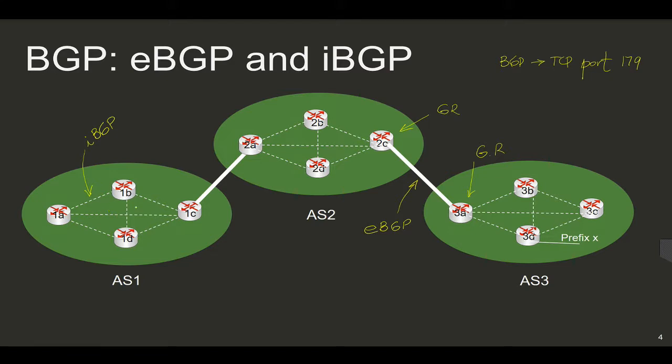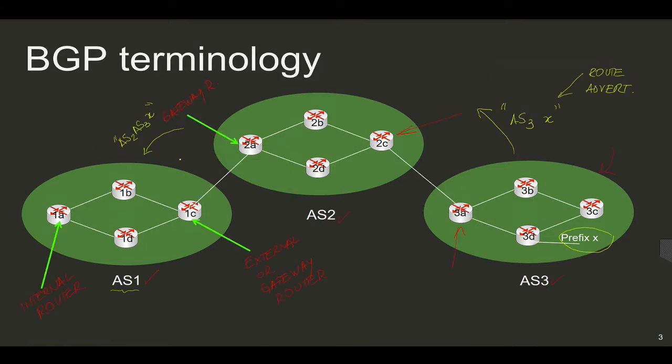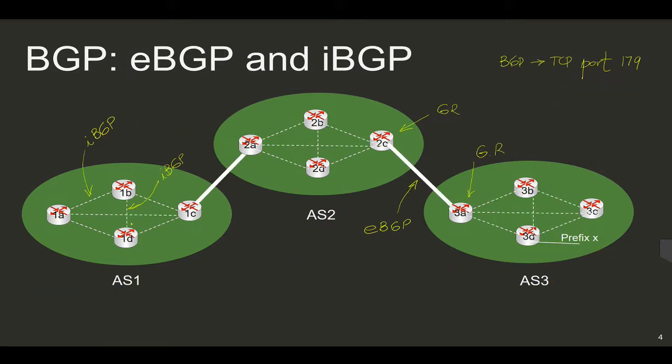Notice that iBGP connections don't necessarily have to be represented with a physical underlying link. For instance here, notice that there's an iBGP connection between 1B and 1D, even though there's no link between 1B and 1D in the actual network.